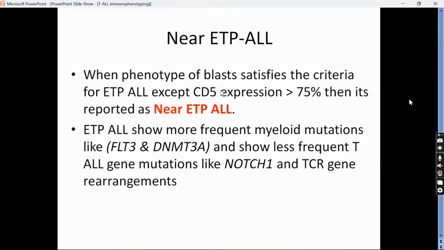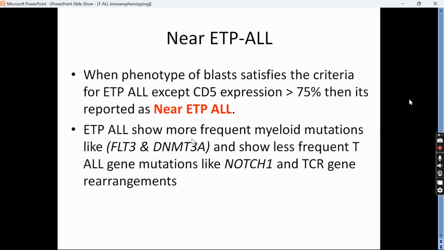So what is near ETP-ALL? We saw about ETP-ALL, right? Now, near ETP-ALL is when the blast shows the phenotype of ETP-ALL, like myeloid markers, stem cell markers, CD1a negative, CD8 negative, but it is expressing CD5. Normally it should be negative for CD5, or express CD5 in less than 75%, right? If the blast is expressing CD5 in greater than 75% and it satisfies the other criteria, then you call it near ETP-ALL. That is, the blast is very close to ETP-ALL.